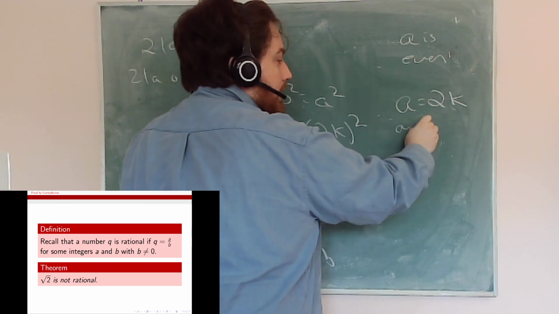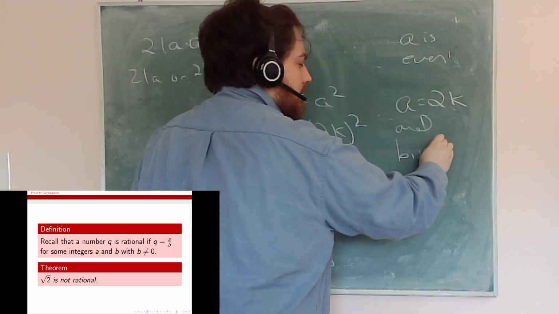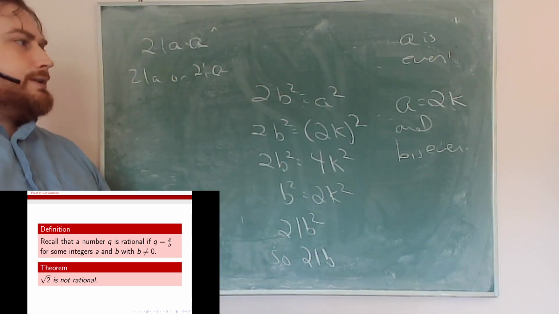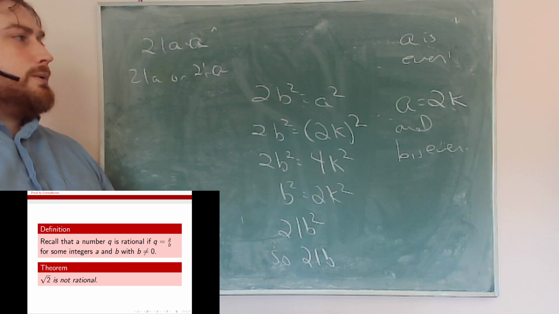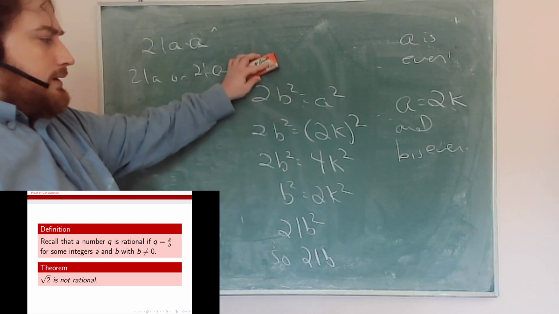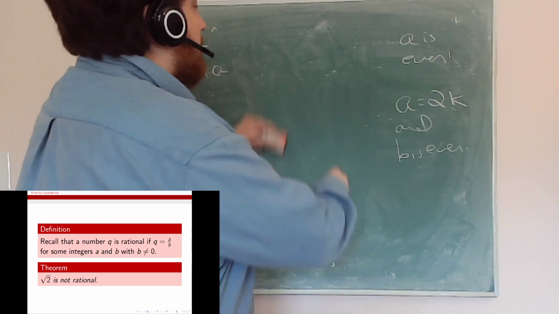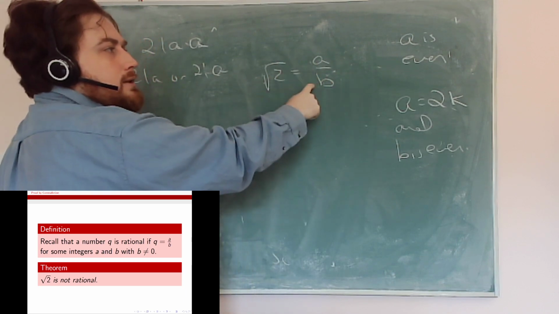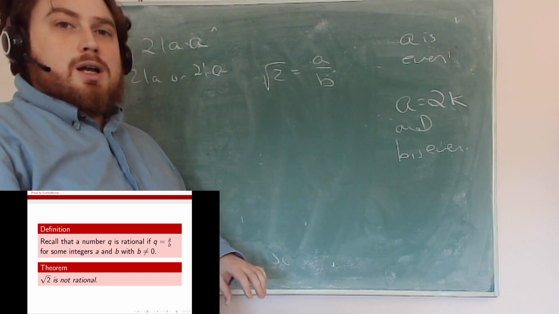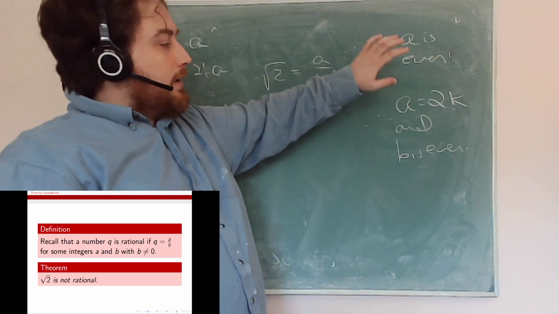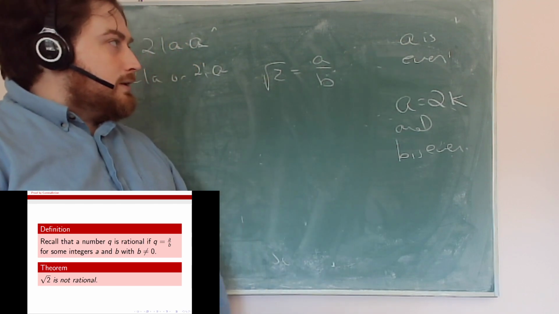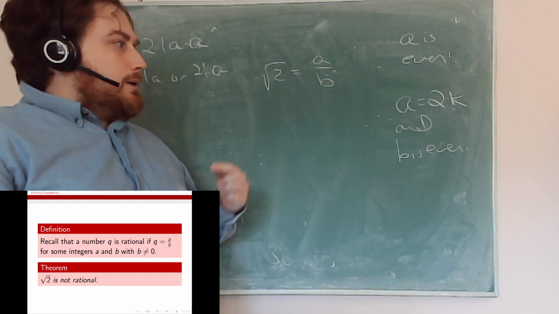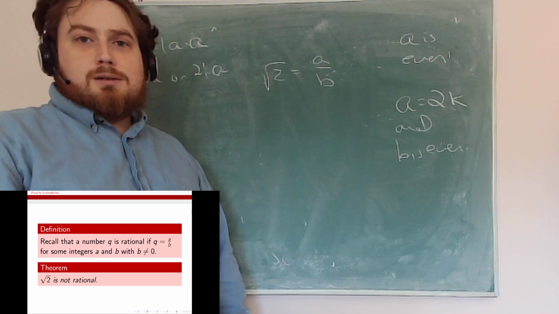So a is even and b is even. So what we have just said is that if the square root of 2 was rational, it would have to be equal to a over b, where either a is odd or b is odd. But it also has to be the case that both a is even and b is even. So if both of these have to be even, but both of them can't be even, what does that mean?